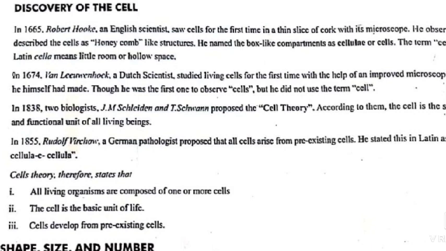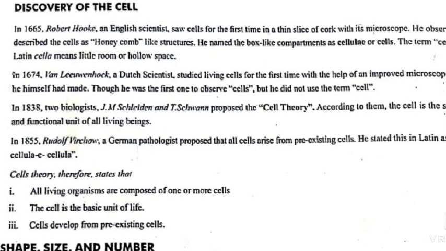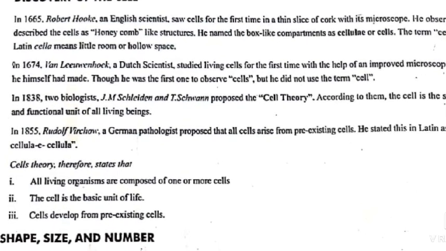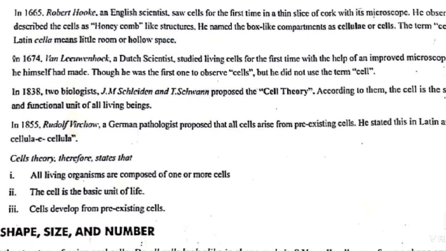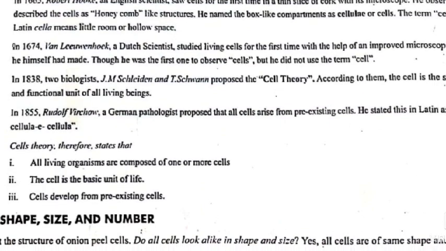In 1838, two biologists, M.J. Schleiden and T. Schwann, proposed the cell theory. According to them, the cell is the structural and functional unit of living beings. In 1855, Rudolf Virchow, a German biologist and pathologist, proposed that all cells arise from pre-existing cells. He stated this in Latin as omnis cellula e cellula.